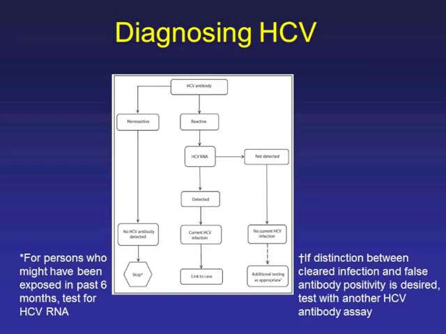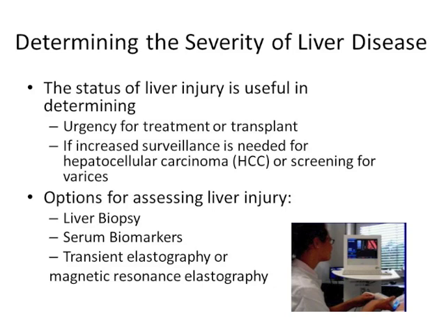Okay, now once we've been diagnosed, the next step is to get into care and to stage liver disease. So we want to know what shape your liver's in, because this will determine the urgency for treatment. Do you need it right away? And whether or not you need additional monitoring. So if you have really advanced liver disease or cirrhosis and beyond, then you may need additional screening for esophageal varices or hepatocellular carcinoma.